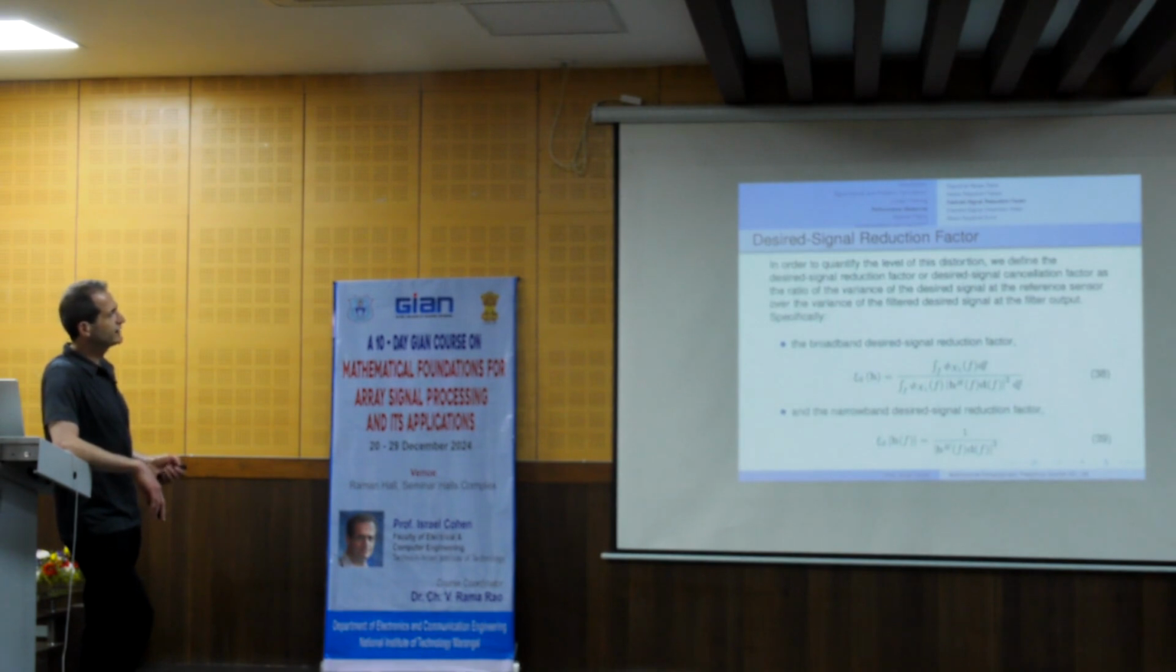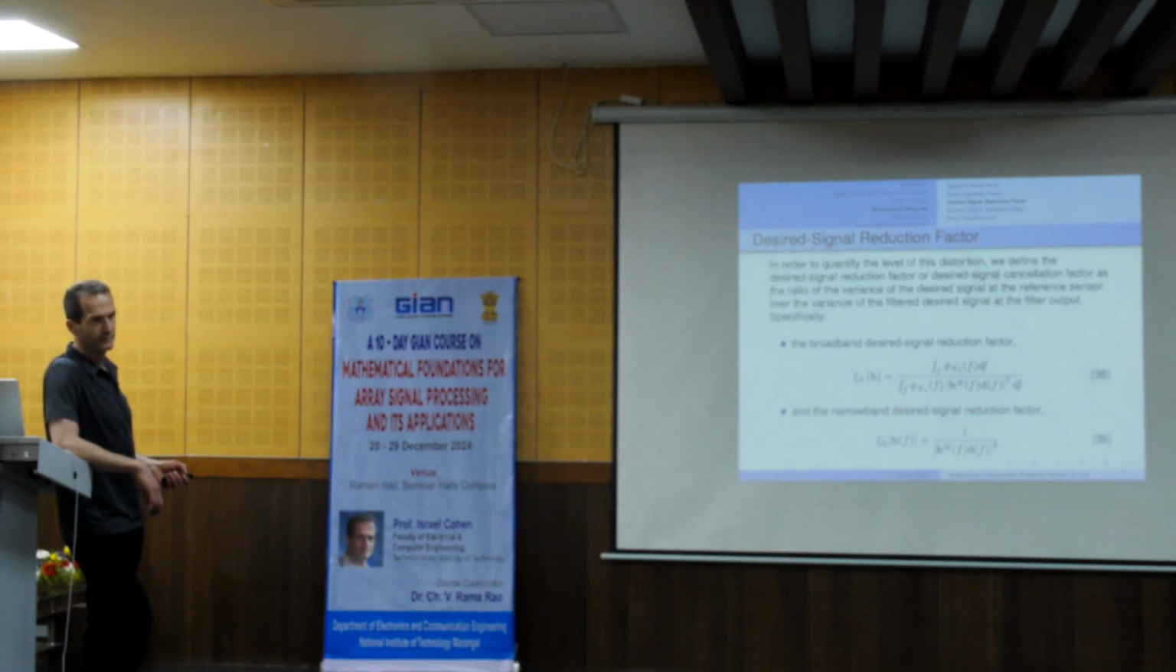Desired signal reduction factor, broadband and narrowband. The broadband is the total power of the desired signal at the reference sensor divided by the total power of the desired signal at the output of the filter. For the narrowband, there is no integral, so phi, the variance of x1, cancels out, and we have this. So you see, for MVDR, for example, what will be the desired signal reduction factor?